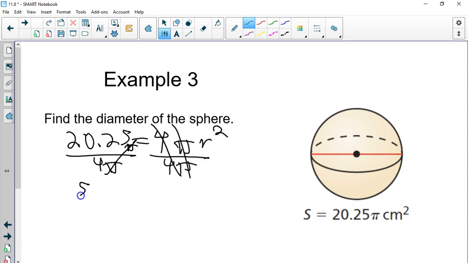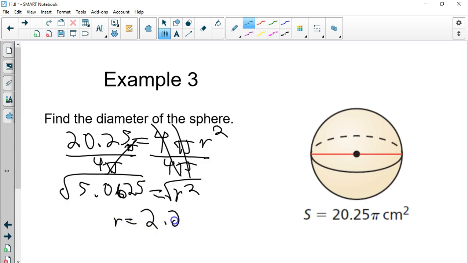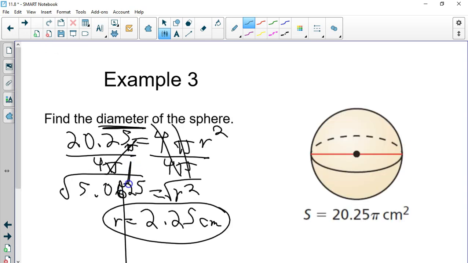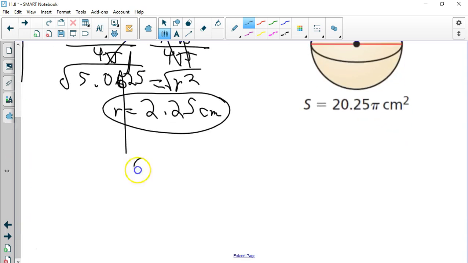And that gives me 5.0625. And I'm not going to round this because it ends there. It's okay to deal with. And now when I take the square root of both of these, I get r equals 2.25, and that's centimeters. But that's not what the question is asking for, is it? It's asking for a diameter. So I need to double that. And hope the board works. And the diameter is double that, which is 4.5 centimeters.